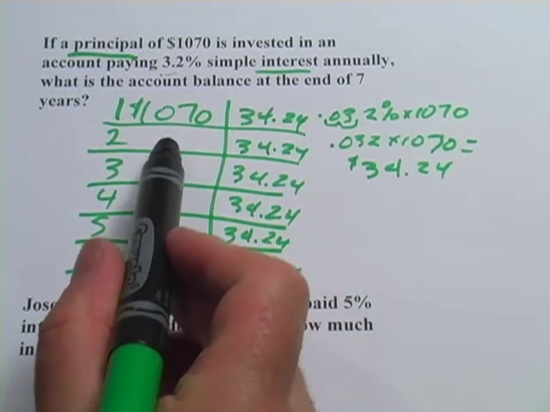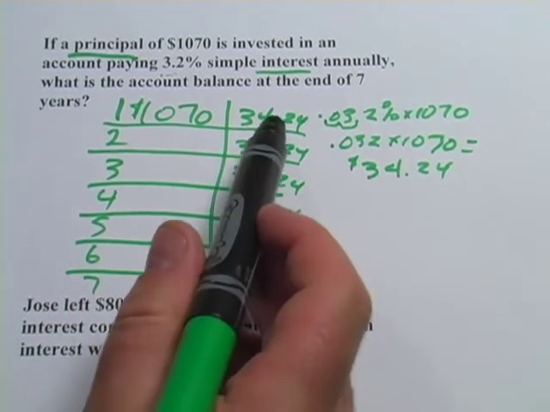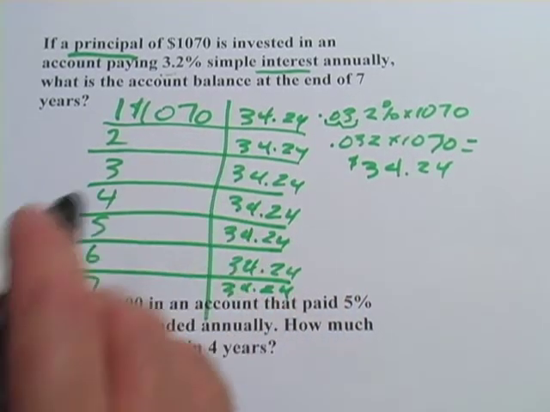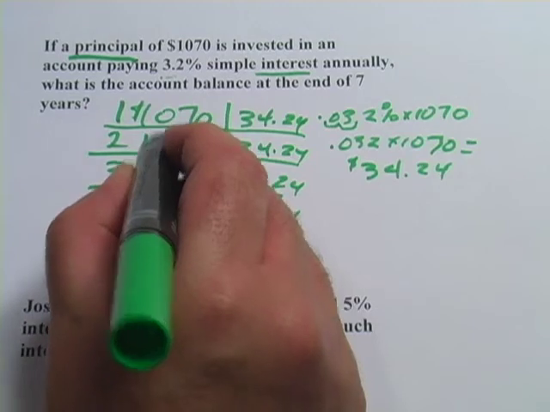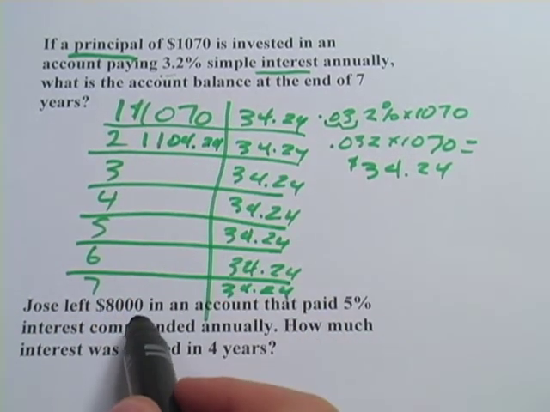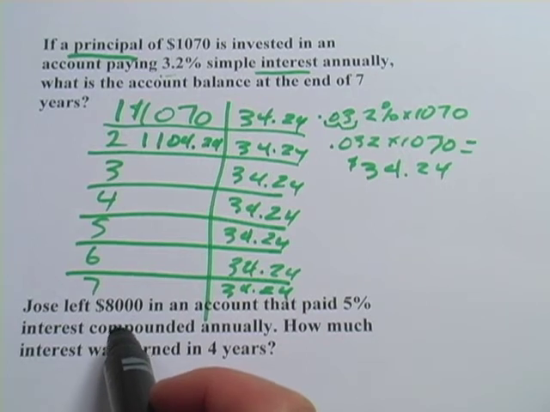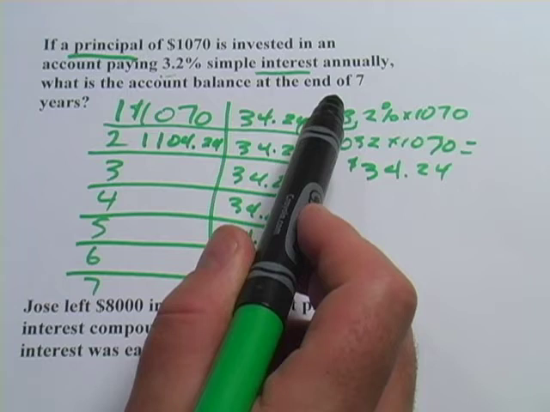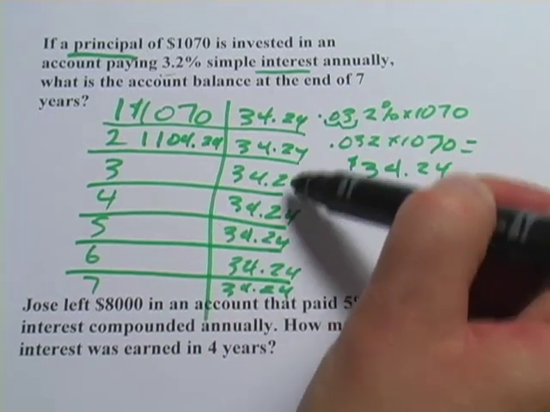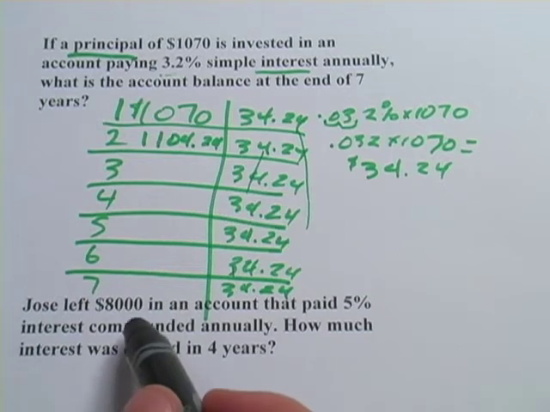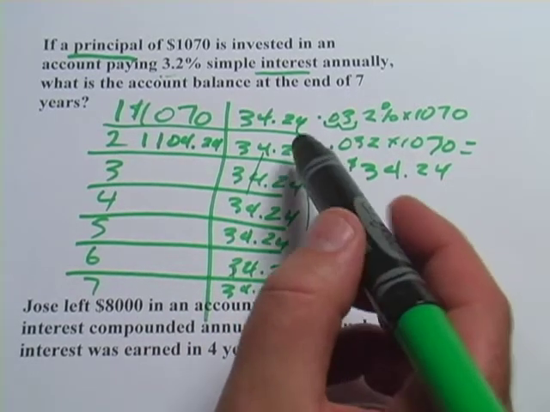And then I could figure out each year how much money I have in the bank by continuing to add this 34.24. The first year I would get 1104.24, and so forth and so on. I'm not going to fill all that in right now because the problem says what is the account balance at the end of 7 years? And I realize all I have to do is take this interest that I earned all 7 years and add it to my original. And I'm going to use a shortcut to do that.